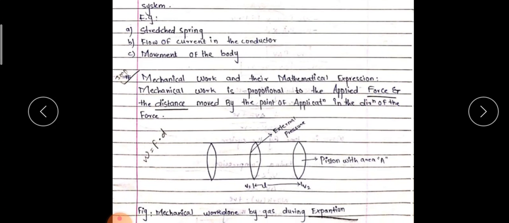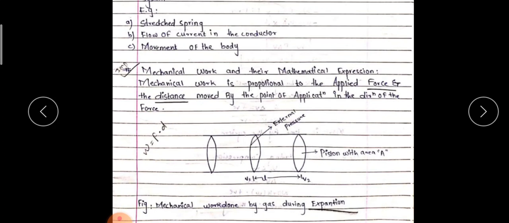Now, in general, mechanical work is proportional to the applied force and the distance moved by the point of application in the direction of the force. That is the answer for mechanical work, that you have to remember. That is, W is directly proportional to F into D. This formula you have to remember.